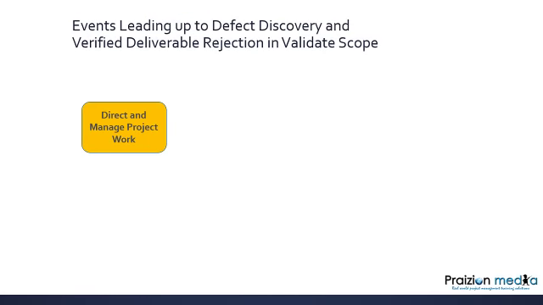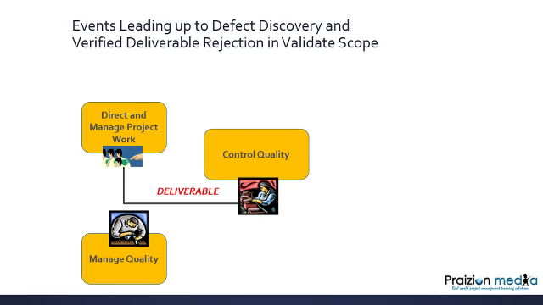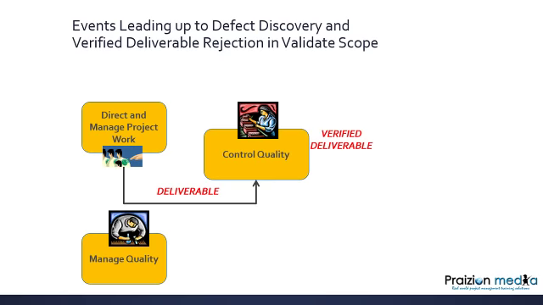So here, let's take a look at events leading up to defect discovery and verify deliverable rejection in validate scope. So this is how it all goes down. The deliverable we know is being created, but at the same time, managed quality is happening in the background. What do we get out of direct and managed project work? We get deliverables. Those deliverables are going where? Do you remember? Control quality. Good. Lady on the conveyor belt checks again. This time, bingo, we hit the jackpot. We got it right. Everyone's happy and out comes a verified deliverable.